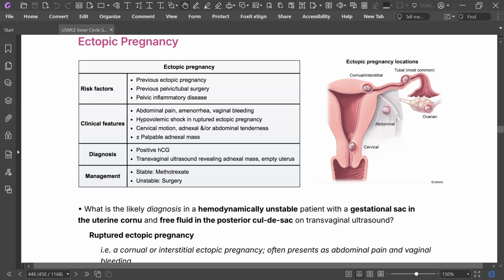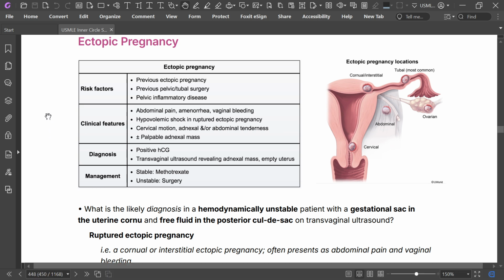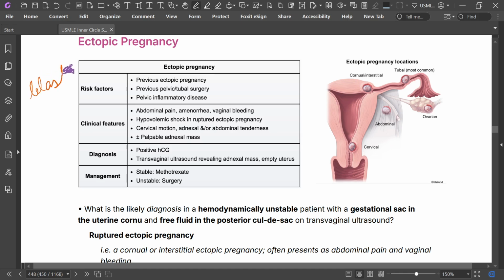Today's topic is ectopic pregnancy, a very high-yield topic for the upcoming exam. Before jumping into this, I would like to tell you the definition of ectopic pregnancy: a pregnancy in which the blastocyst implants in a location outside the endometrium of the uterine cavity.